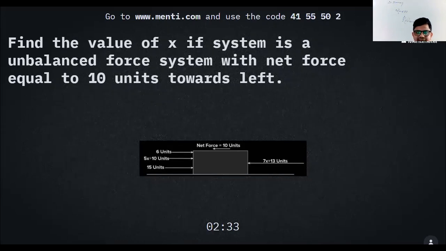As mentioned in the diagram, net force 10 units. On the left side, you are having three forces: 6 unit, 15 unit and 5x plus 10 unit. These are the forces on the left side. On the right side, you are having 7x plus 13. So you have to make an equation, right side, left side. Shift everything towards the left because the net force is 10 unit. So a linear equation in one variable from mathematics will act here, and you have to calculate the value of X.